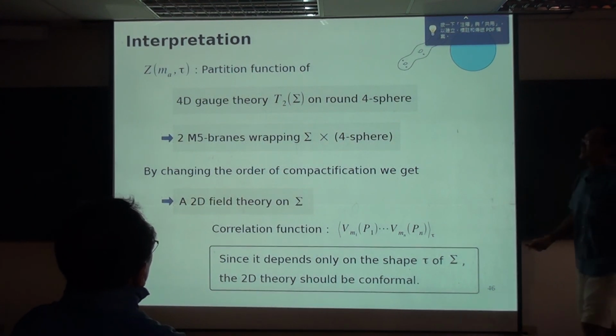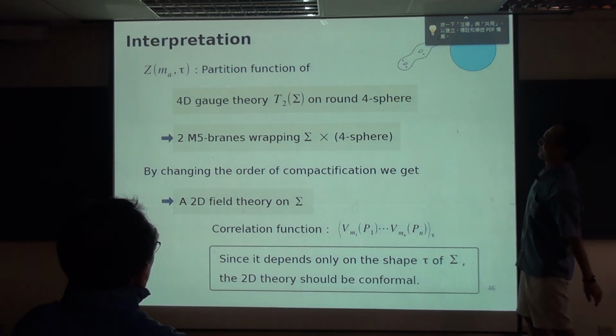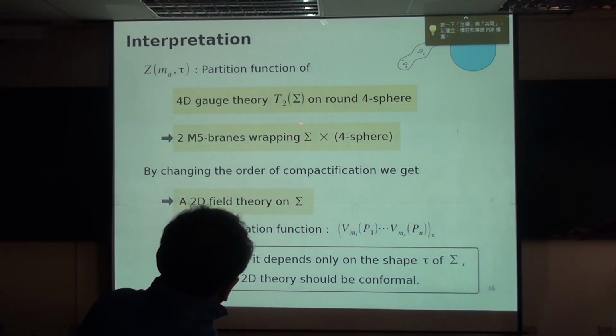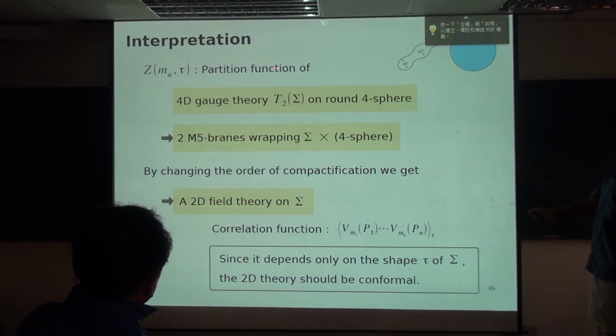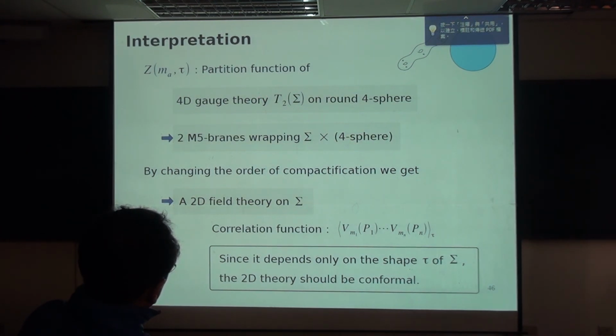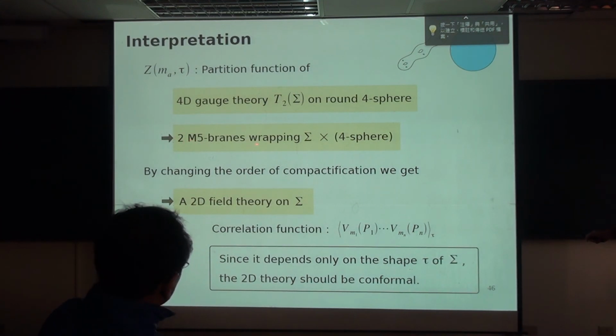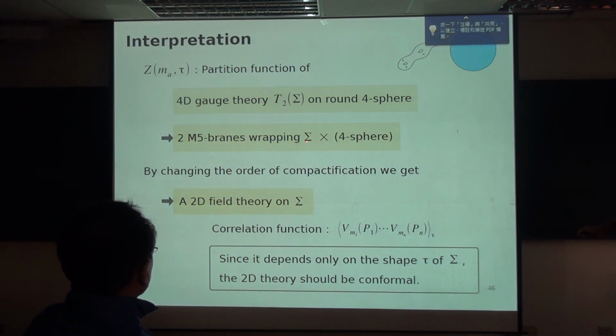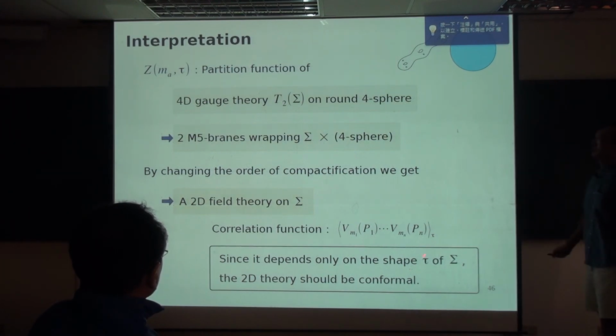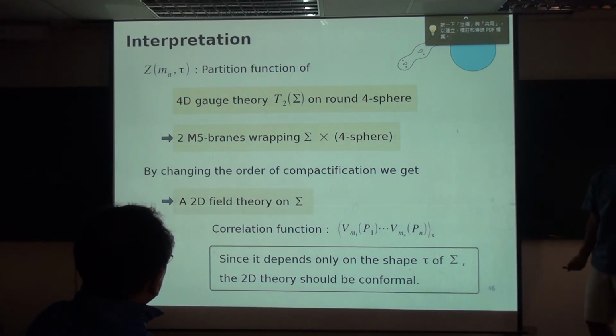Okay. So why does this mysterious agreement happen? Well, here is an interpretation. Suppose we compute the partition function of the gauge theory on the round four sphere. Then this partition function can alternatively be regarded as the partition function of two M5 branes wrapping this product space, Riemann surface and four sphere. If we regard sigma to be very, very small compared to the four sphere, then we get the four-dimensional gauge theory. Then we compute the partition function.